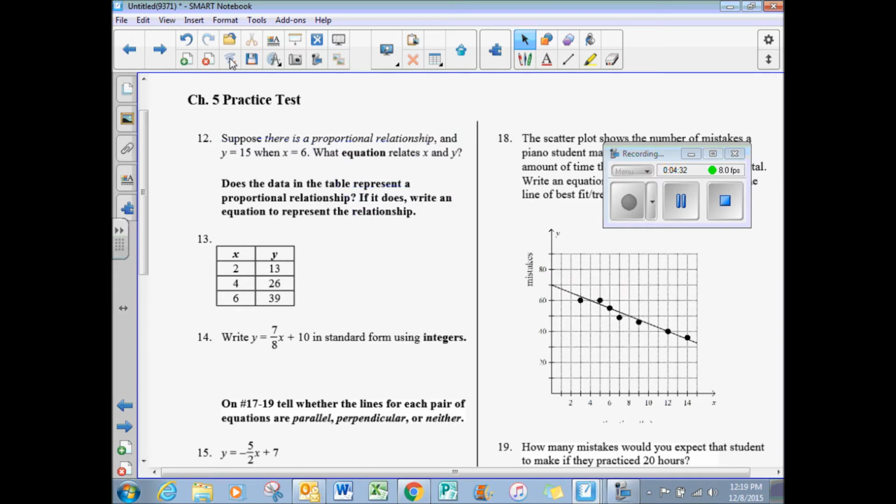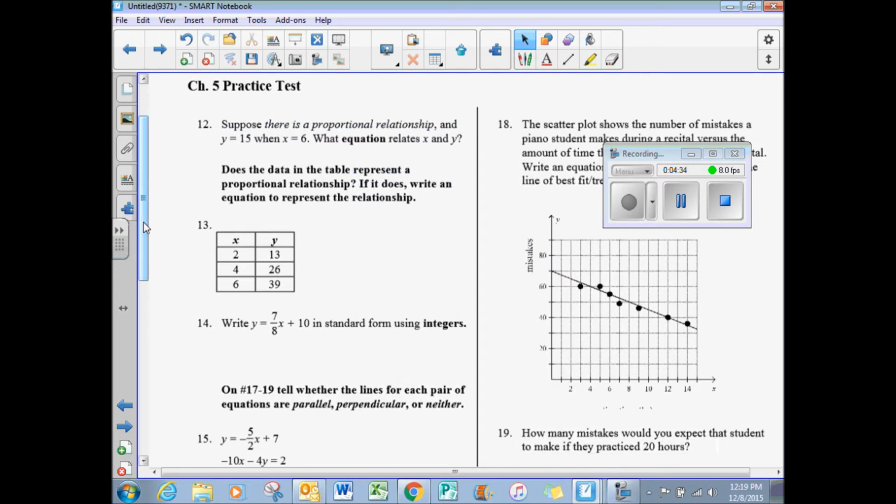Number 13, does the data represent a proportional relationship or direct variation? And if it does, write an equation. So I know what Cameron just said is y over x should equal y over x in every case if it is a direct variation, correct? And what do these all simplify to be?